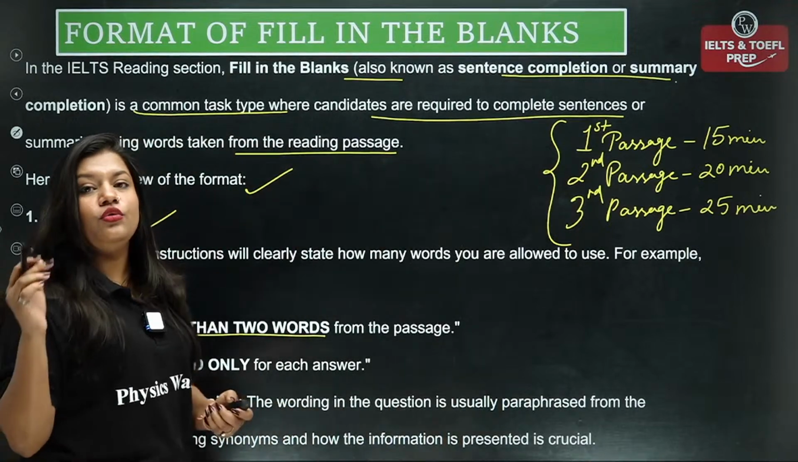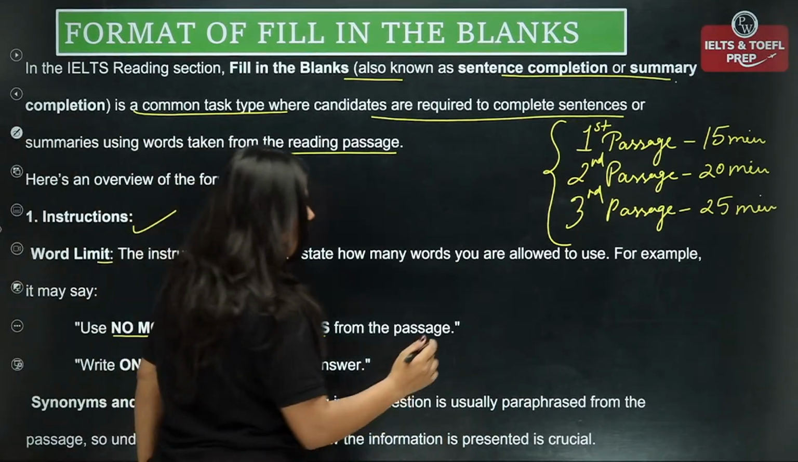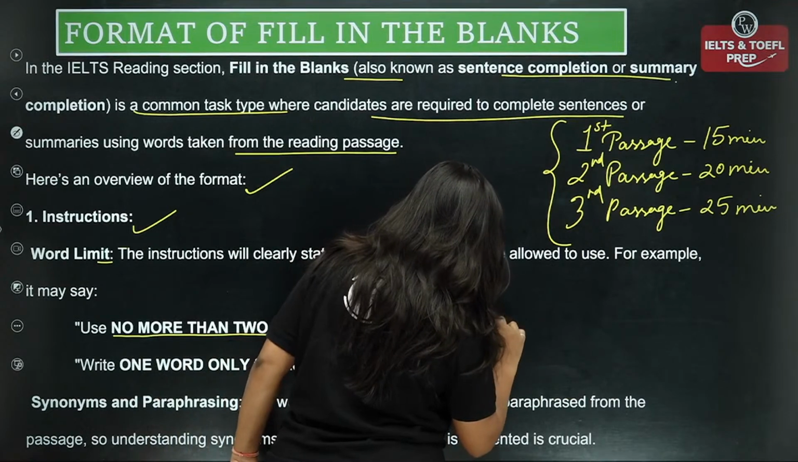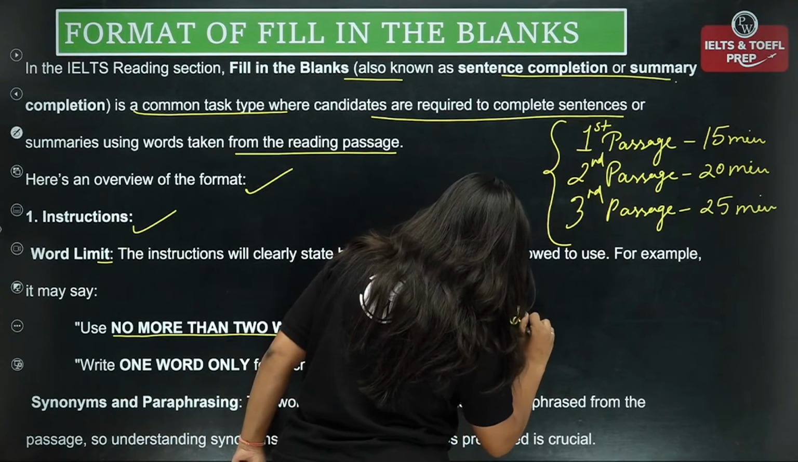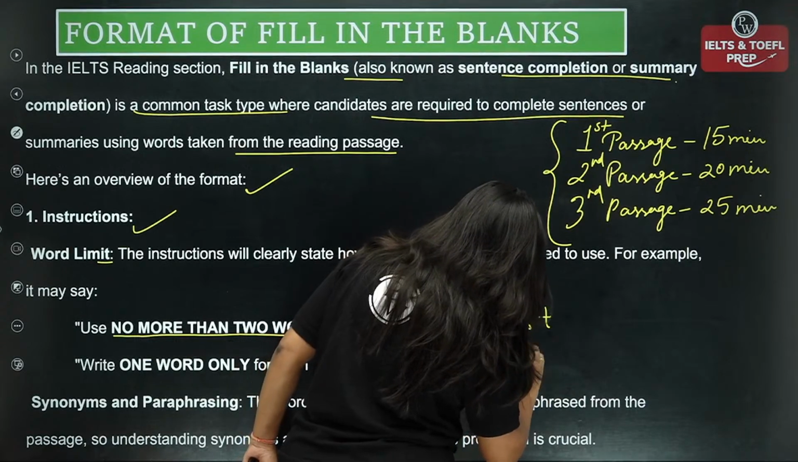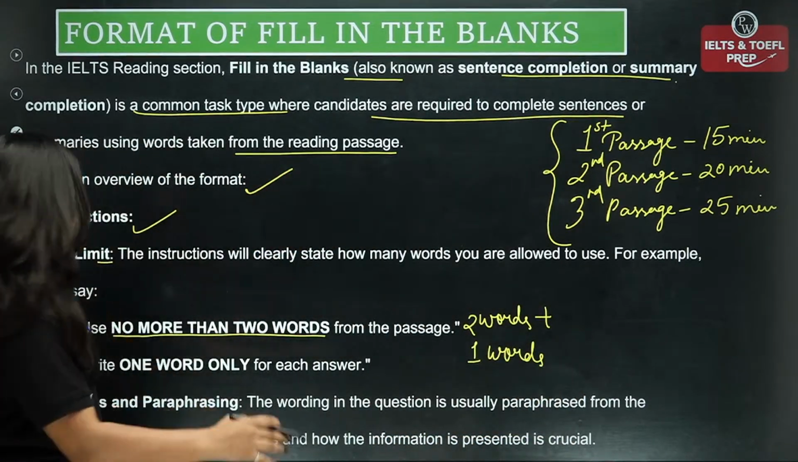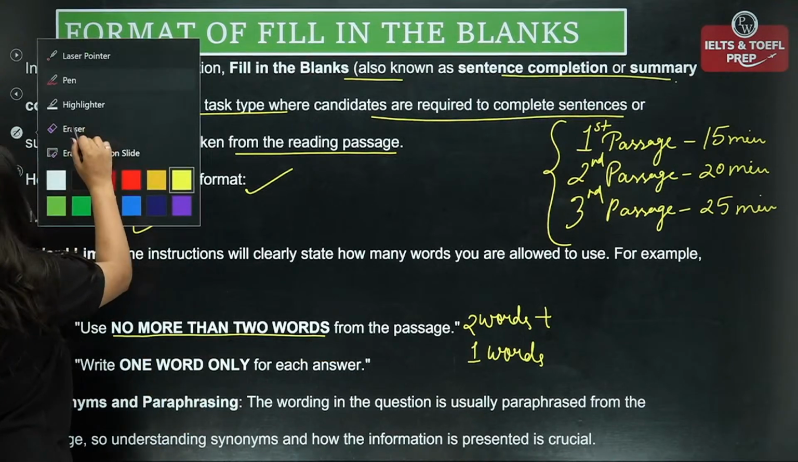Okay, and you know what you need to do, right? So for example, no more than 2 words from the passage. If they have asked you to use 2 words, you can use 2 words. Also, you can use 1 word as well. So you can use the word limit that is being given to you, and also you can use less than that. But make sure you don't use more than that.